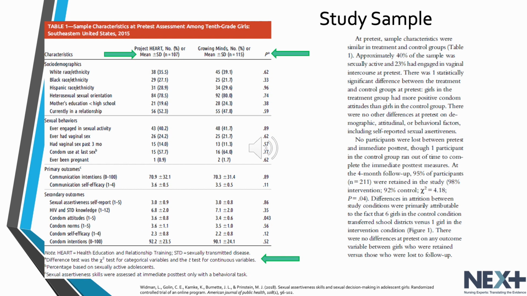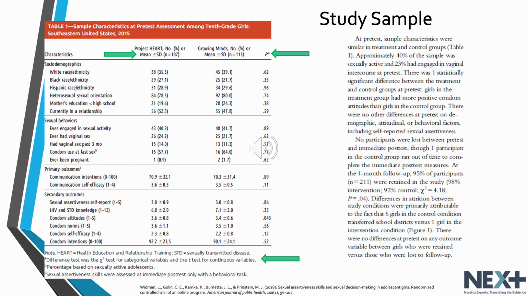These investigators conducted an RCT to evaluate the efficacy of an interactive, web-based sexual health program for developing sexual assertiveness skills and enhancing sexual decision-making in adolescent girls. They assessed participants at pre-test or baseline, immediate post-test, and 4-month follow-up. The table shows the sample characteristics that were also described in the text of the results section.